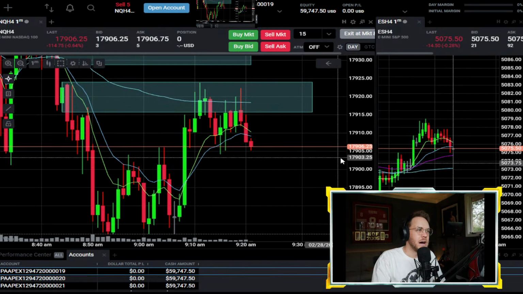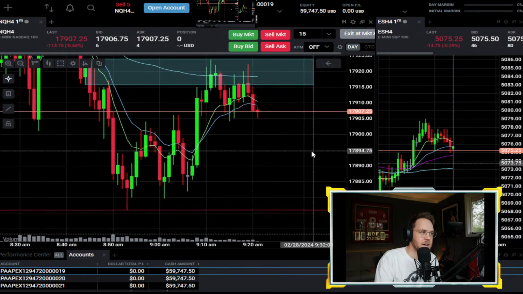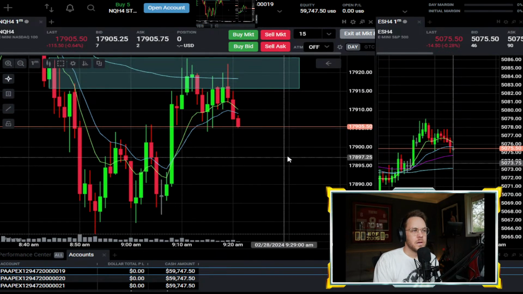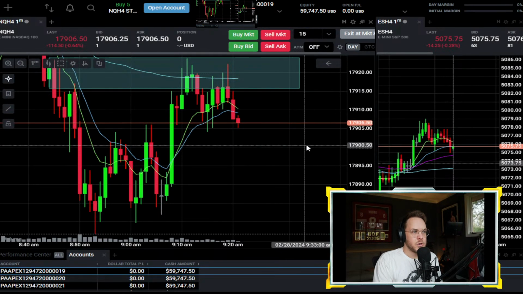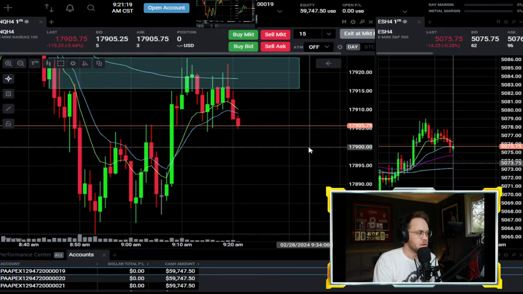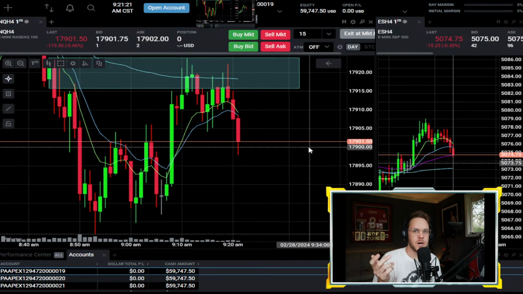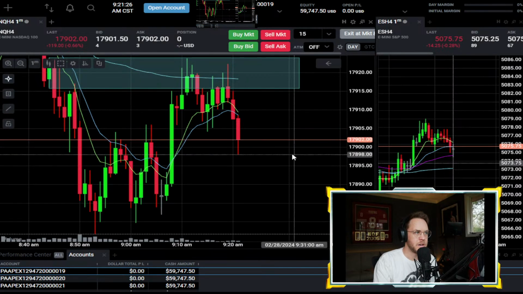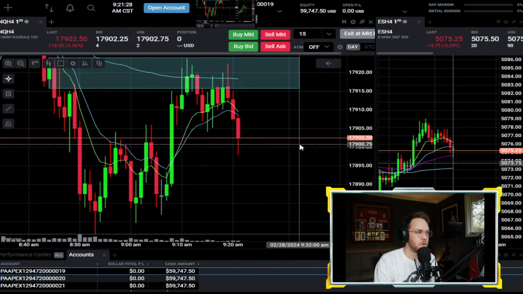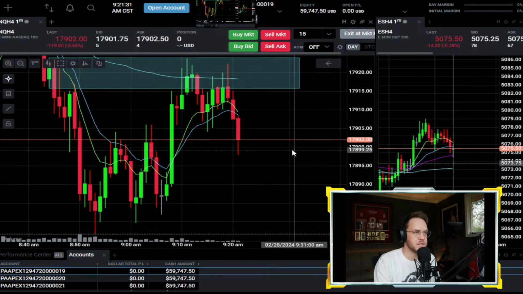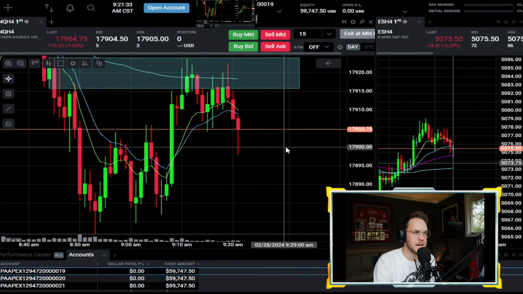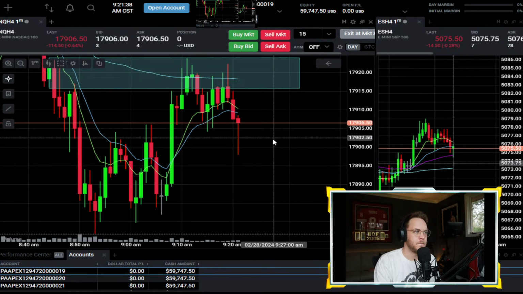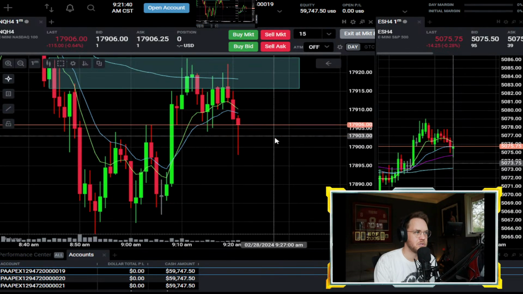If we get a strong move to the downside here, we may come all the way down to the lows of the day. But this even number here at 17,900 is an important psychological level. You can see we just bounced right off of it. We kind of flew through it, but then bounced right back up. So what I'd be looking at here is to see if we can have a sustained auction to the downside that carries us below this level, or if we're going to just bounce right off of this level like we just did.